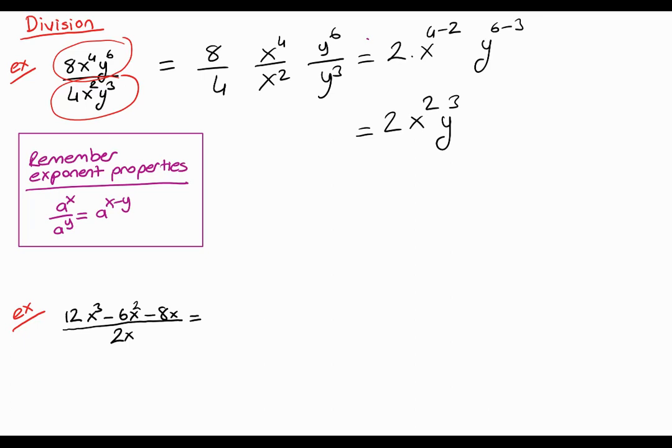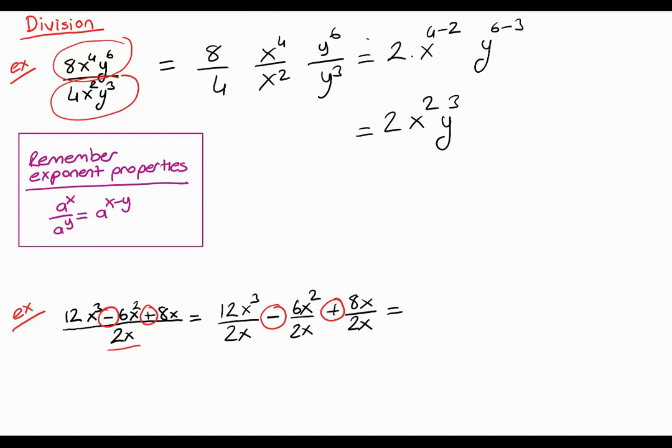In this example, I have a polynomial on the top and a monomial on the bottom part of the fraction. I will divide all the terms by 2x: 12x cubed over 2x, minus 6x squared over 2x, minus 8x over 2x. Let me explain what I'm doing. This one is positive here, so I will get these signs from here. And I'm dividing everything by 2x.